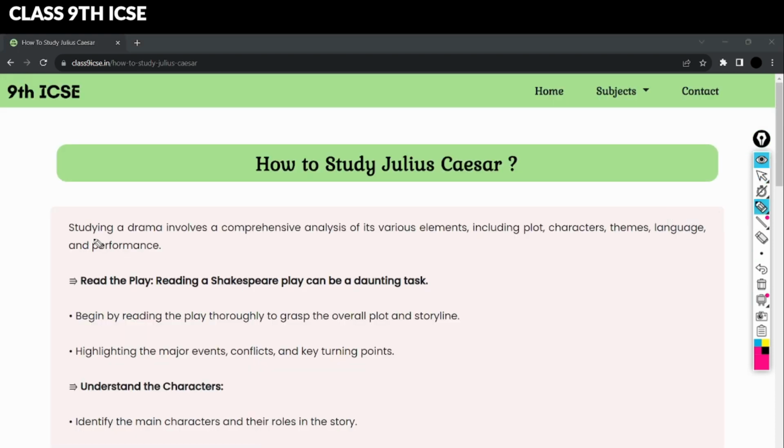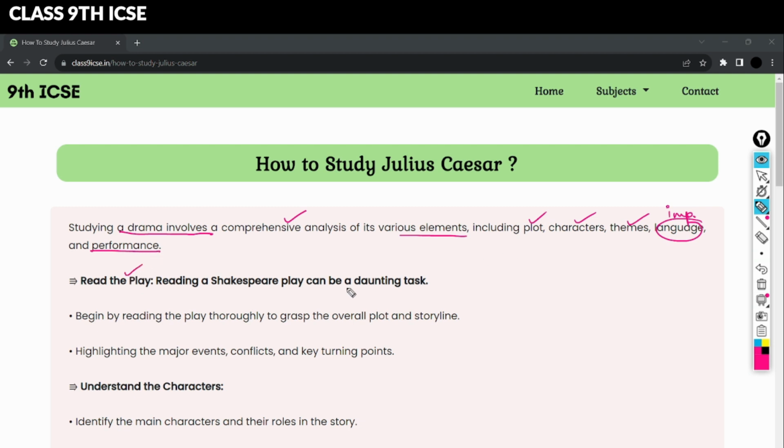Now let's continue. If you're talking about studying a drama, it involves a comprehensive analysis of the various elements involved, which include your plot, the characters, the themes, and most importantly, the language, right? And then, after all, the performance of the characters. So to begin with, you start reading the play.